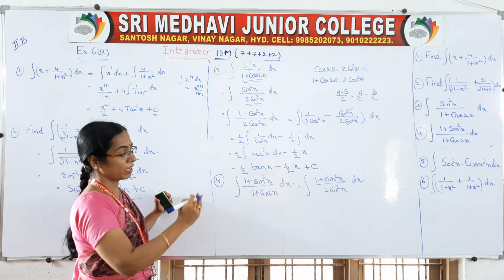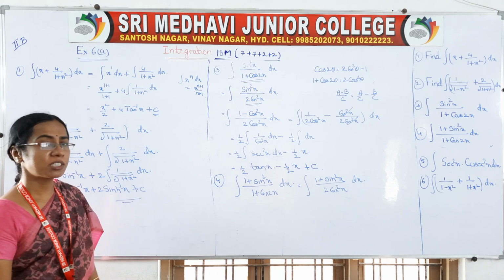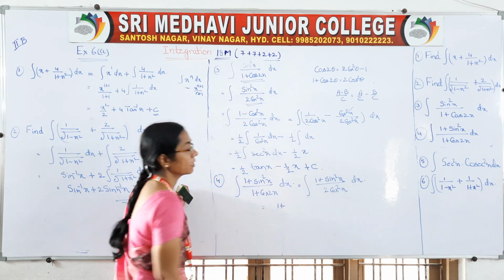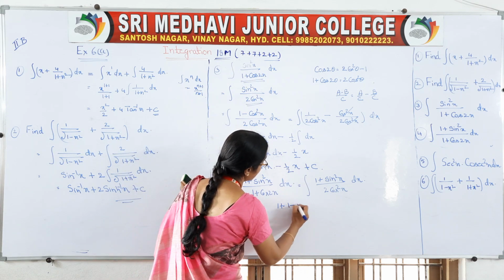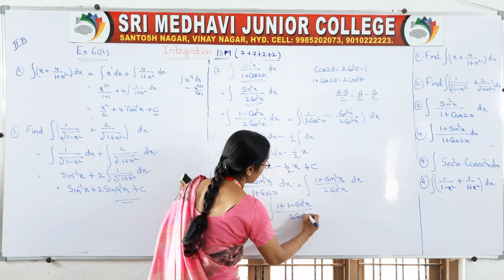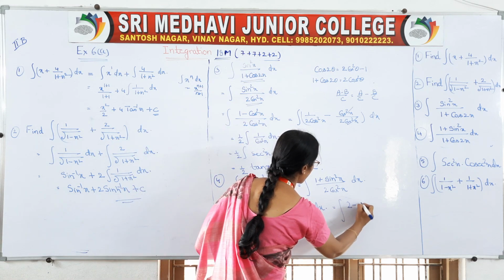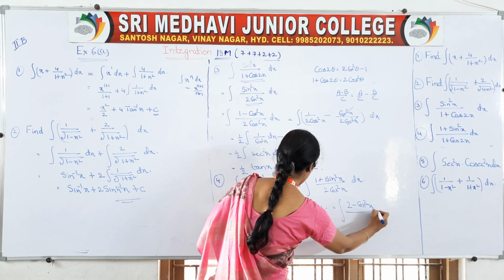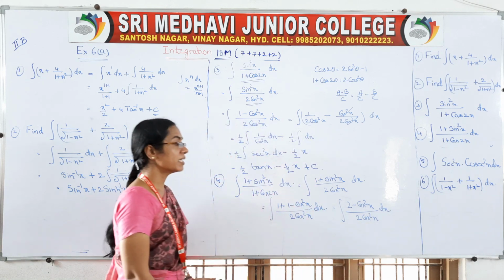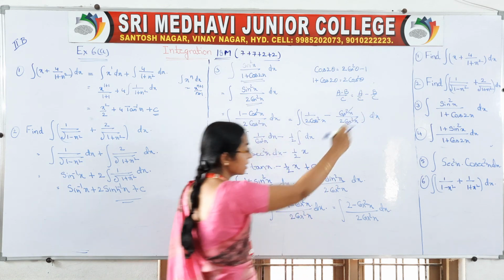Now downwards we have cos square, upwards we have sin square. So upwards also try to get it in terms of cos. How can we do it? 1 plus, instead of sin square we can write 1 minus cos square x, by 2 cos square x dx. So 1 plus 1 is 2, 2 minus cos square x by 2 cos square x dx. So again it is of the form, which form? a minus b by c is equal to a by c minus b by c.